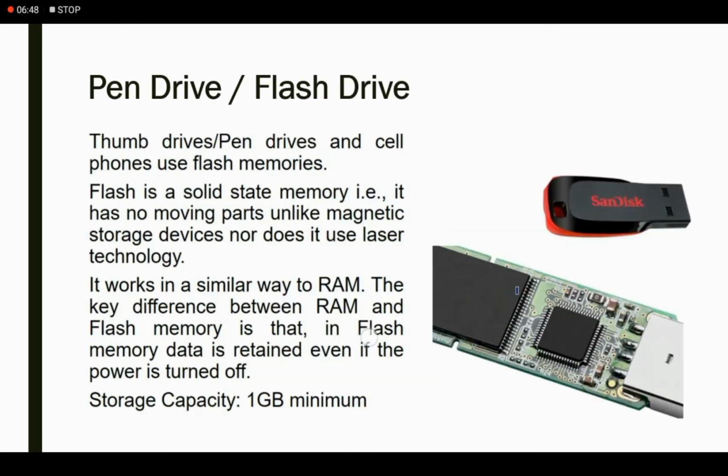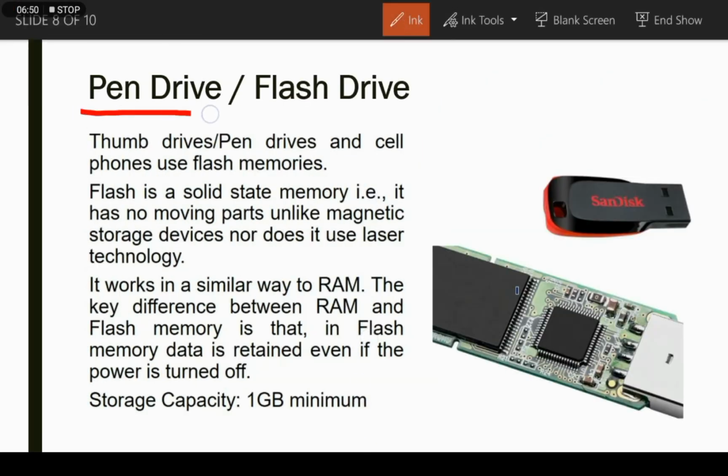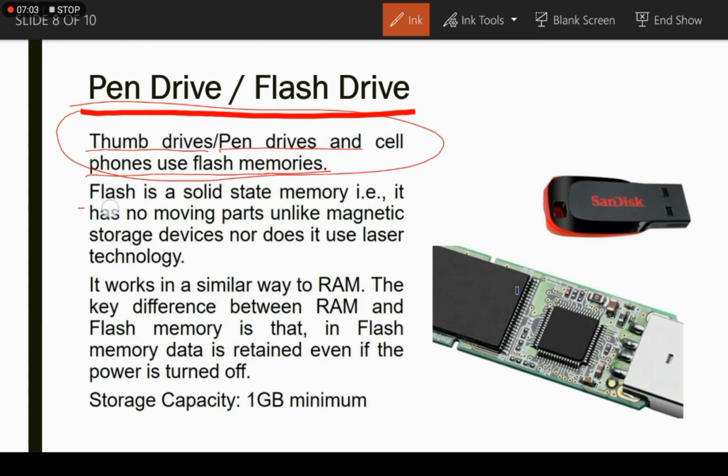Next one is pen drive, also called flash drive. Thumb drive, pen drive and cell phones use flash memory. All are names of a pen drive. Flash is a solid state memory. It has no moving parts, unlike magnetic storage devices, nor does it use laser technology. As we discussed, CD and DVD both use laser technology, but a pen drive doesn't use laser technology.